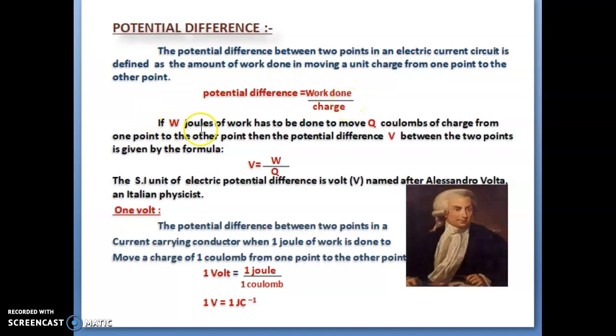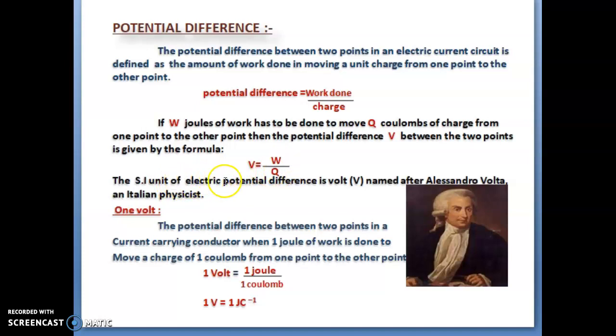If W joules of work has to be done to move Q coulombs of charge from one point to another point, then the potential difference V between the two points is given by the formula. The potential difference is denoted by the letter V, work done by the letter W, and charge by the letter Q. So the formula is V equals W upon Q.